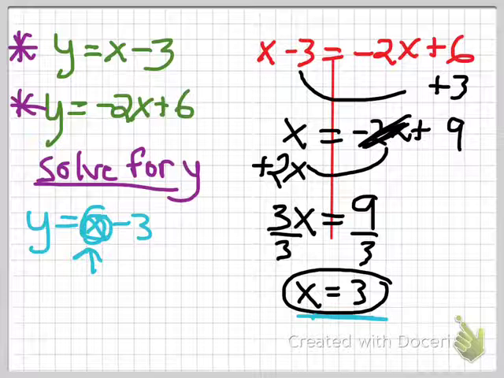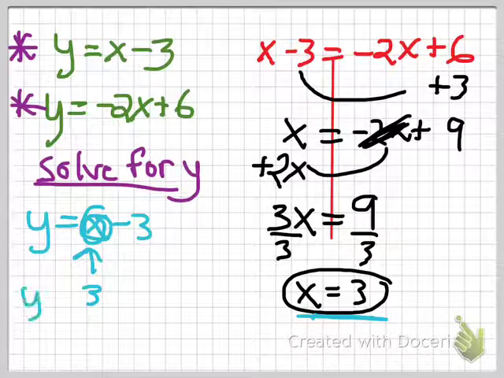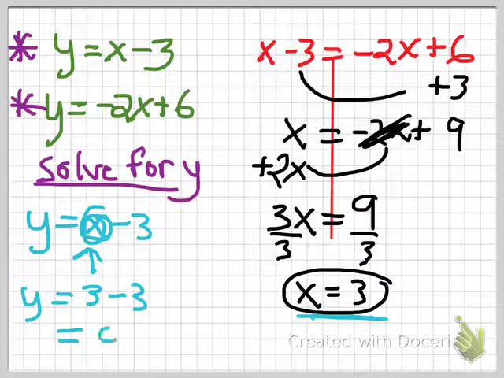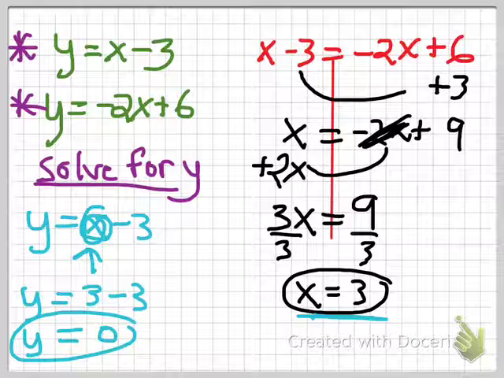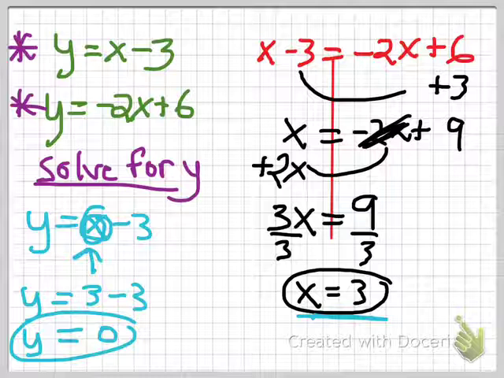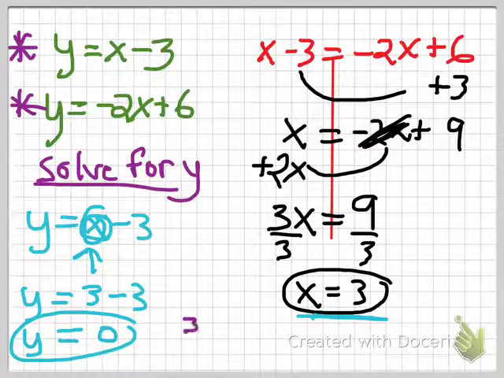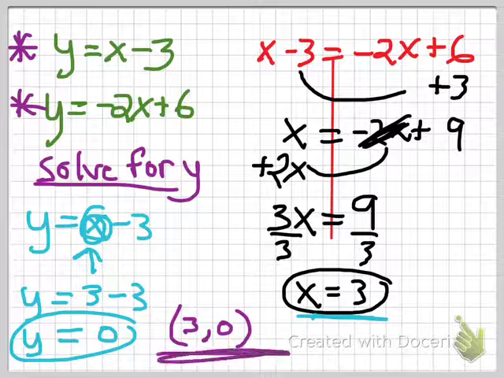So underneath, let's change that to a 3 instead of an x. So it's y equals, instead of x minus 3, it's 3 minus 3. And 3 minus 3 is 0. So I get this answer, y is equal to 0. Which means the final answer to this whole problem, where do these two lines cross? Well, at 3 and at 0. So 3, 0 on the graph is the point of intersection. And that is the equal values method.